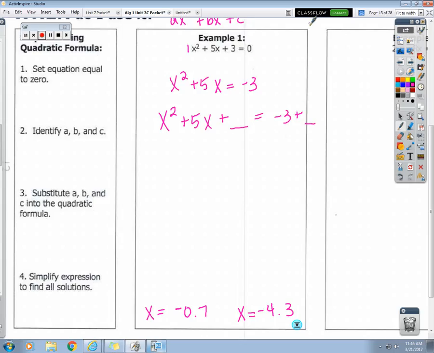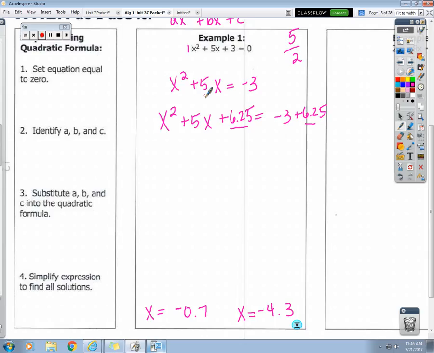However, what's my b value? What's 5 divided by 2? 2.5. And what is 2.5 squared? 6.25. So see how messy that's getting? See how that's getting with a decimal because your b value is an odd number? That's why we need to have another method, the quadratic formula.